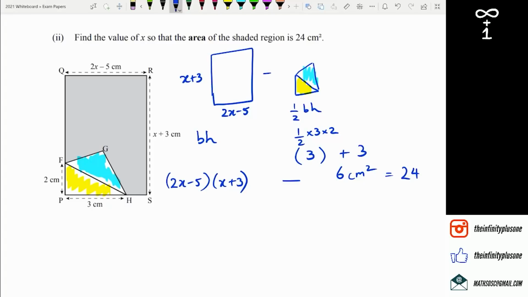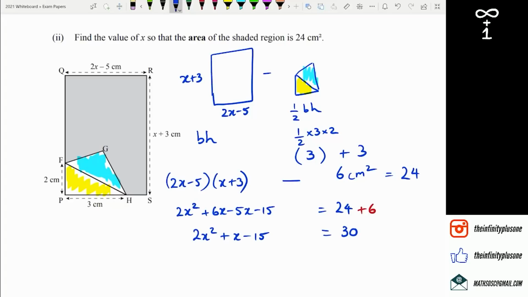All right. So expanding this quadratic, we're going to get 2x squared plus 6x minus 5x minus 15 equals 24. And when I move 6 to the other side, it becomes plus 6, which means it's going to end up being 30. Simplifying the left-hand side, we've got 2x squared plus x minus 15 is equal to 30.